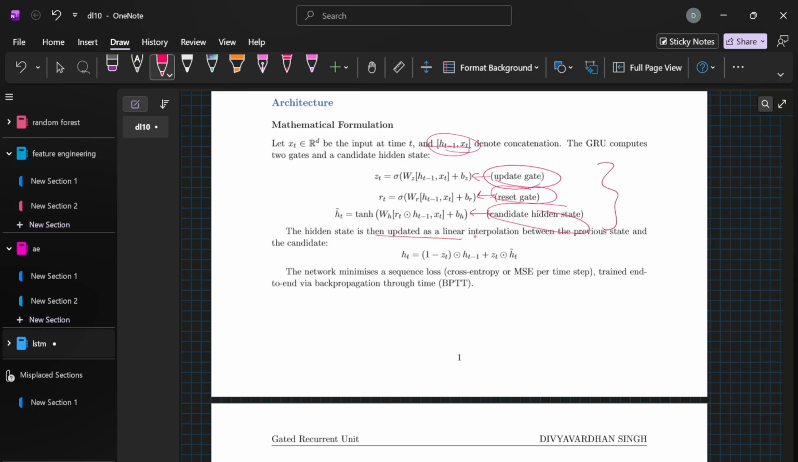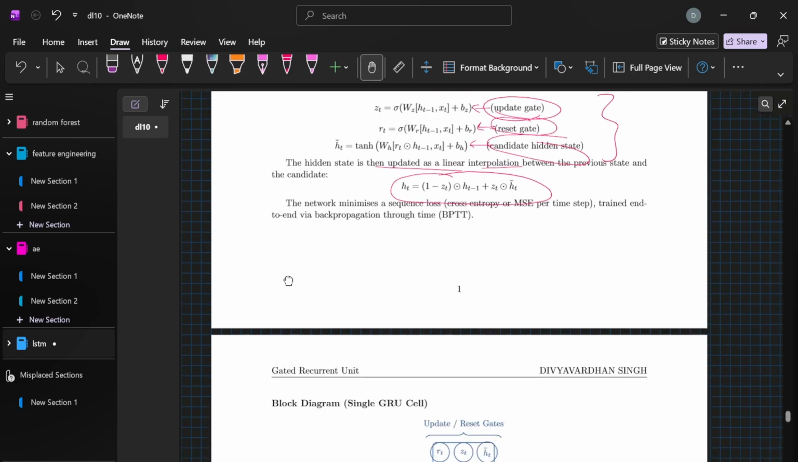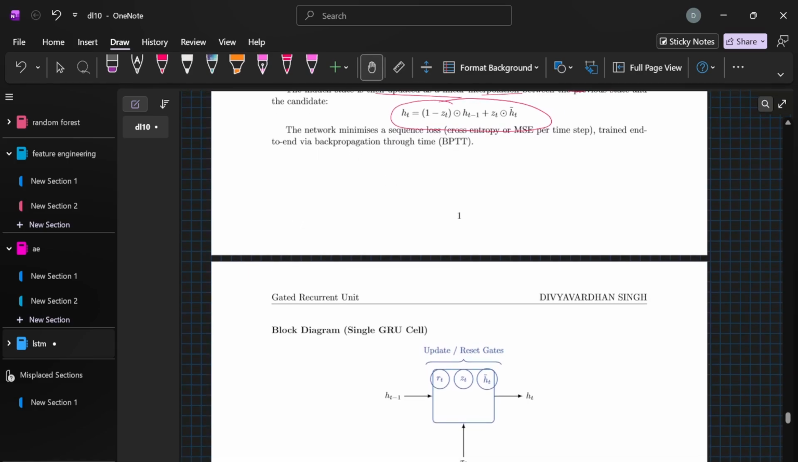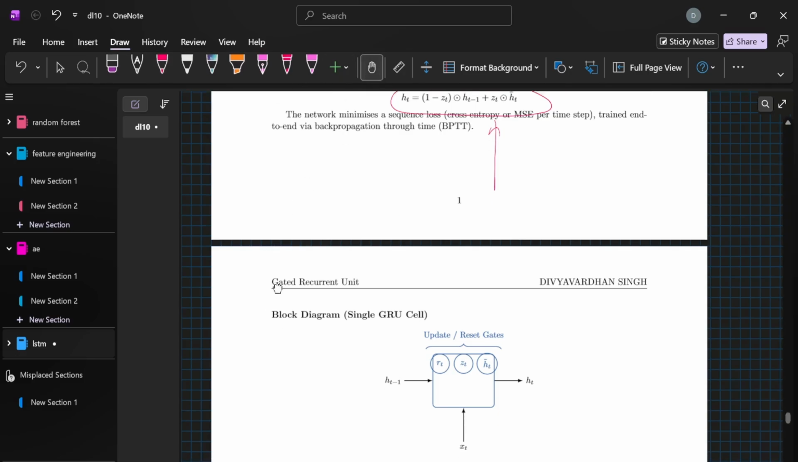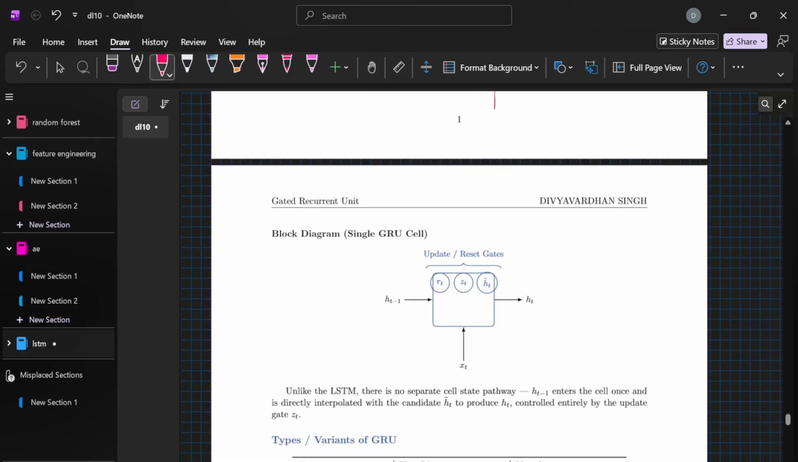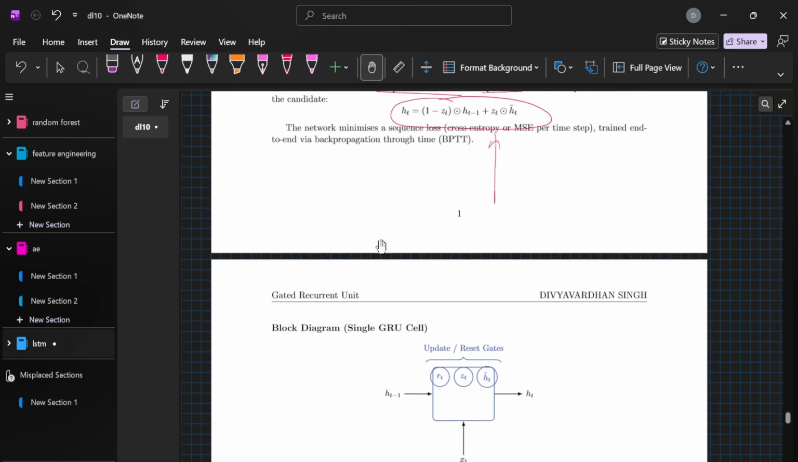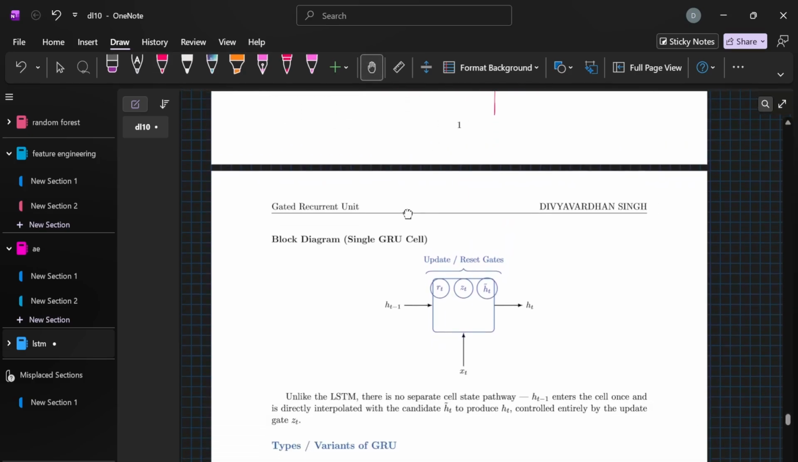Notice something cool here: the reset gate r of t multiplies with h of t minus 1 before we compute the candidate. That's how the reset gate filters our old information. Finally, the actual hidden state is updated like this. This is literally just a weighted blend, a linear interpolation between keeping the old state and using the new candidate. Simple, elegant, and powerful. And just like any other neural network, GRU is trained by minimizing a sequence loss, cross entropy or MSE depending on the task, using backpropagation through time, or BPTT.